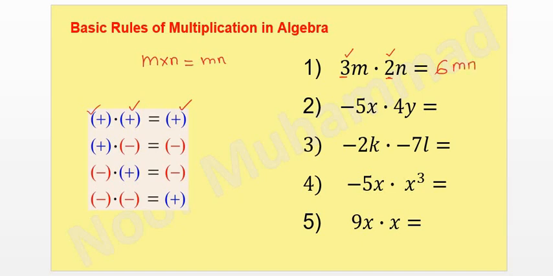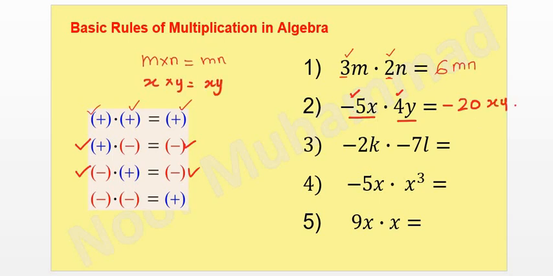Now think about the next one. Let's say we want to multiply negative 5x with 4y. We will see what the coefficients are here. Here the coefficient is negative 5 and the other coefficient is 4. So negative 5 times 4. Now we want to multiply two different signs. Remember, whenever we multiply two different signs, the answer is always negative. So negative 5 times 4 will give us negative 20, and then we will multiply x and y. Same like m and n, x times y will give us xy.